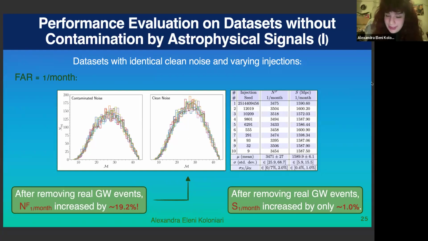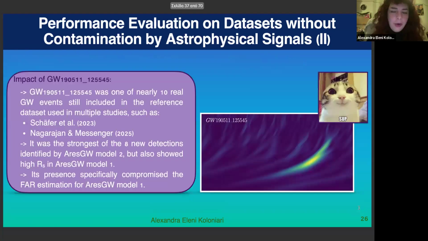However, interestingly, we see that after the removal of those events, the sensitive distance at a false alarm rate of 1 per month actually increased by only 1%. And that means that basically the sensitive distance is still robust, even if we have some gravitational waves still in the data. And now you might ask me, Alexandra, what's happening? Why do you have such a difference in the performance when you remove those events? Well, basically, in those specific datasets, there were still nearly 10 real gravitational wave events in the data.